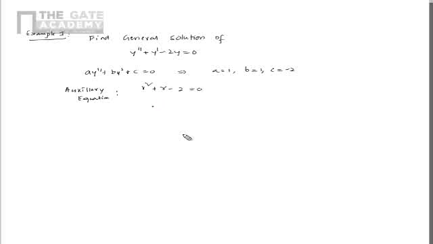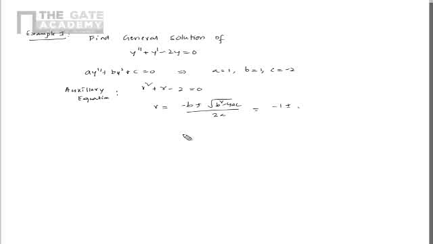solution of y double dash plus y dash minus 2y is equal to 0. Okay, so comparing with this form, we get a as 1, b as 1, c as minus 2. So obviously the quadratic auxiliary equation will be r square plus r minus 2 is equal to 0, and the roots we can just find out by that formula, minus b plus or minus square root of b square minus 4ac by 2a.